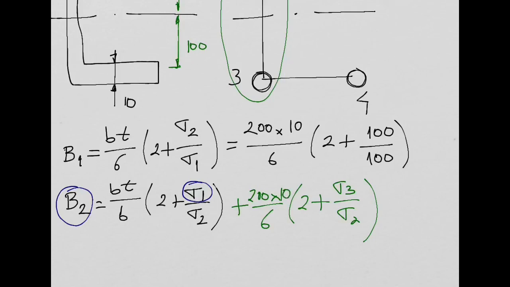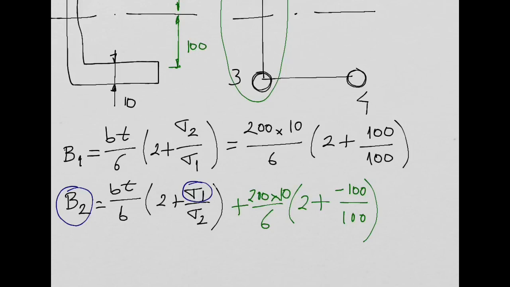Now sigma 3 over sigma 2, I need to replace this ratio with the ratio involving the distance to the neutral axis, y3 over y2. How much is y3, the distance to the neutral axis? Minus 100, yes. Minus 100, very important. Don't forget we are talking about bending, right? So point 3 is below the neutral axis, minus 100. And y2, how much is that distance? 100 positive, right? So we will get here 2 minus 1. Very important.